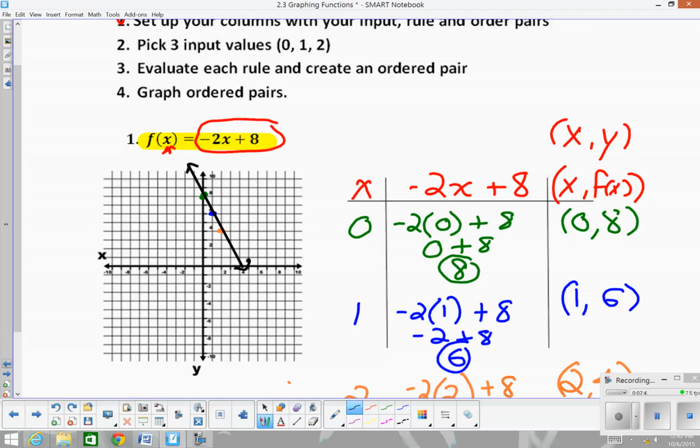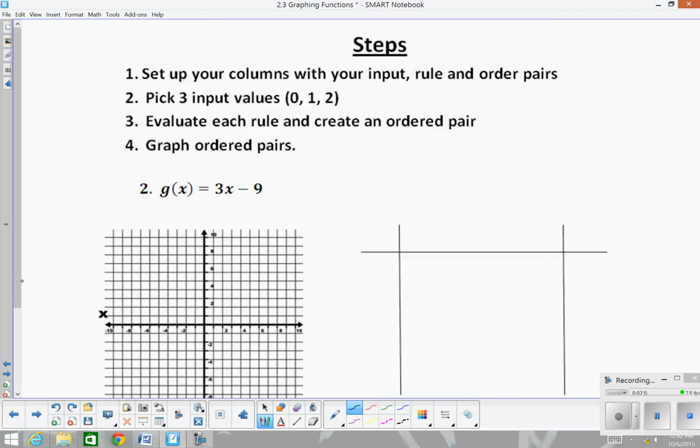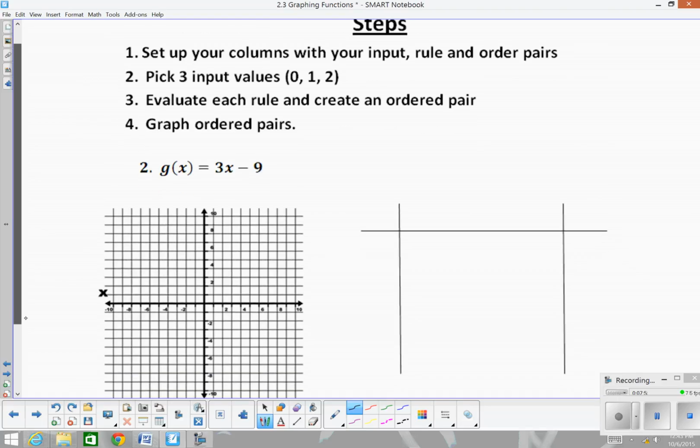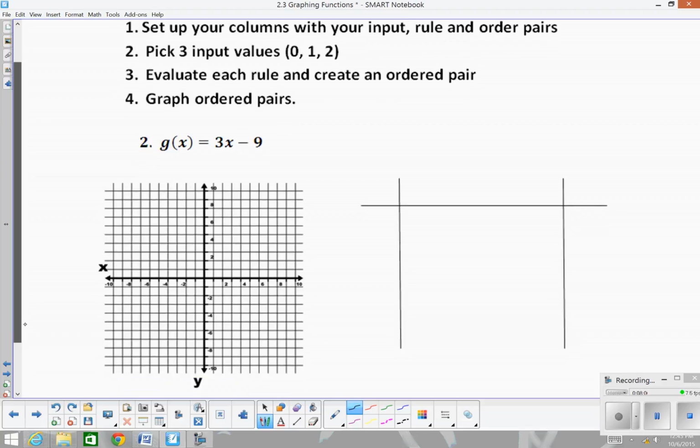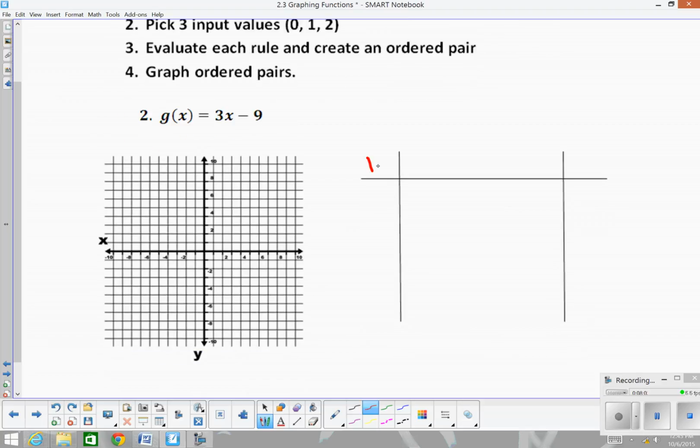Okay? Cool. So what I want to try to do is go through one more example, and then the third one's going to be a money problem. Good. Now I'm going to go through this one a little bit quicker. Okay, so I have my 3 columns chart here. I'm going to fill it in with my input of x, my rule of 3x minus 9, and my ordered pair. Now this is a little bit different. It's going to be x because that's my input, but now what's my output? My output is g of x.